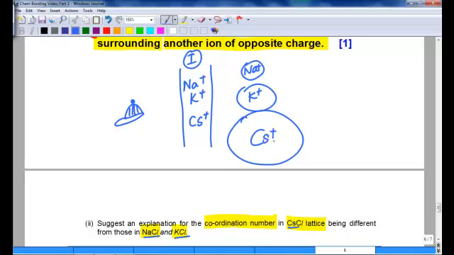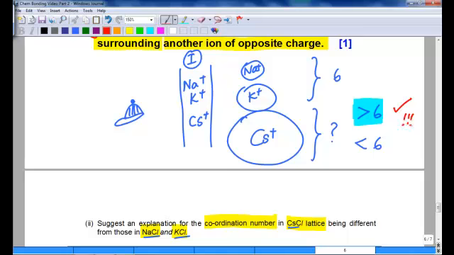Based on this, can you deduce what is the coordination number of Cs+, given that for Na+ and K+ the coordination number is 6? Do you think the coordination number should be more than 6 or less than 6? If your answer is more than 6, then you will be correct. It is very logical why it should be more than 6, because it is so much bigger. More ions of the opposite charge should be able to surround it, isn't it?